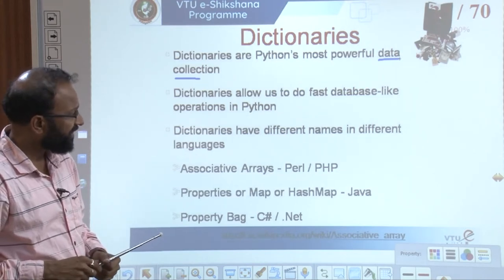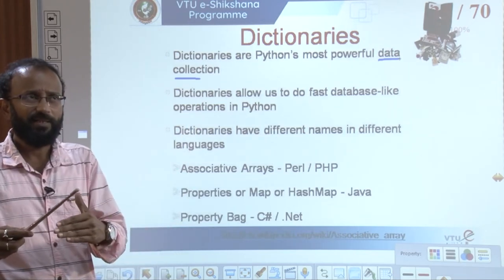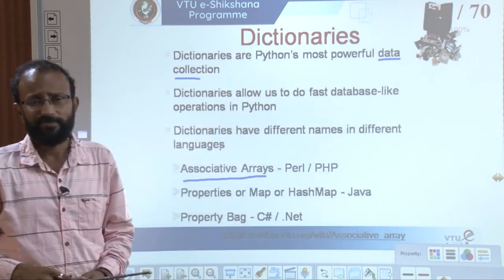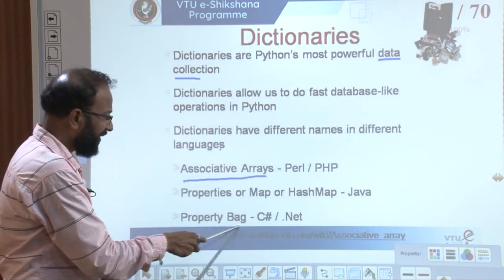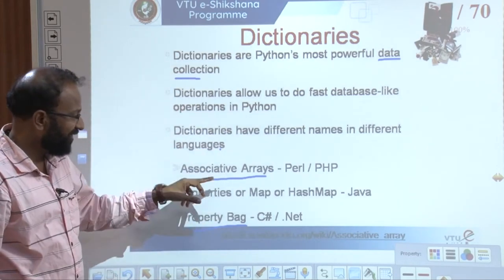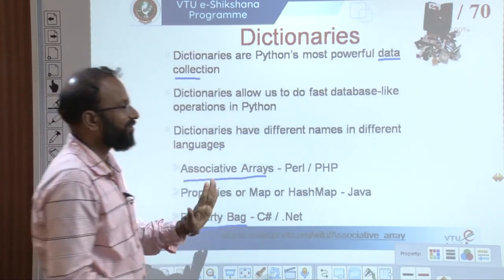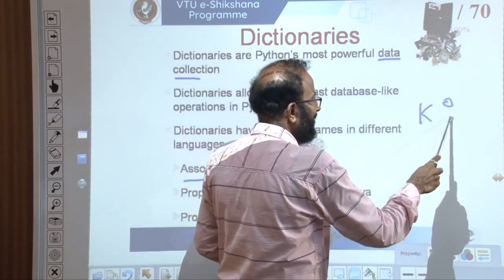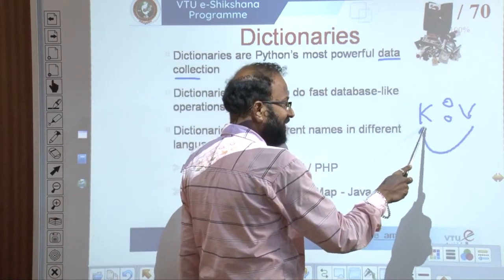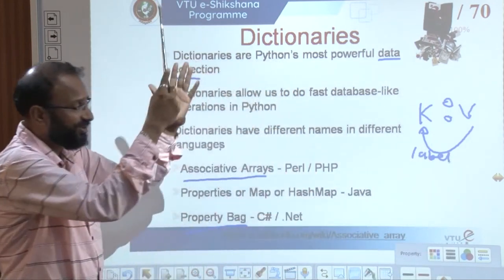Then dictionaries have different names in different languages. In PHP, the dictionary concept is nothing but associative array. You have different things, for example property bag in C sharp, but the concept remains the same. Either it is associative array or map or hash map or property bag, the concept is always key value pair. So for a value, you always attach a key to that. This key is nothing but a label. So we create a label, we attach that to a particular value.